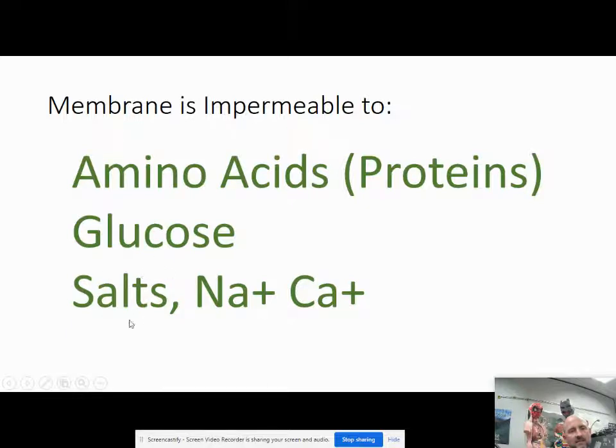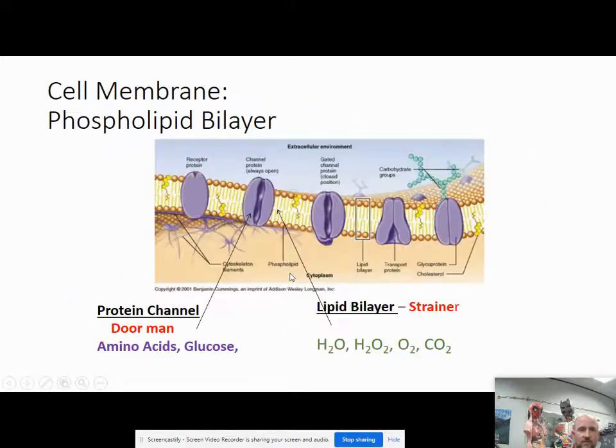And other things like salts. So Na plus is sodium, Ca plus is calcium, magnesium, all the stuff you find in Gatorade, those are salts. They need to be controlled when they can come in and out. Very important for life. This is just one more slide talking about that, and we'll be done.